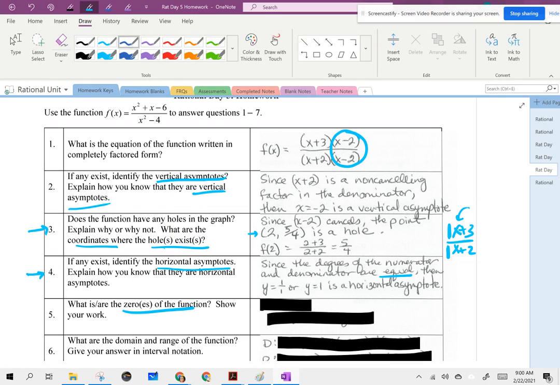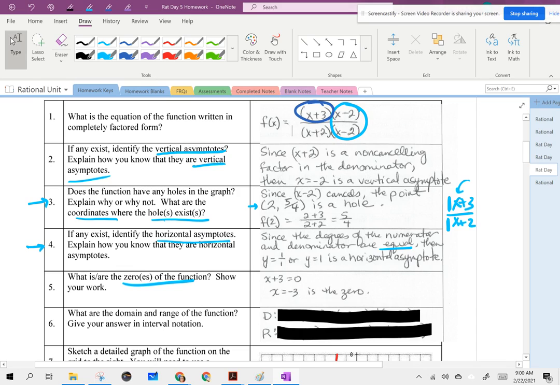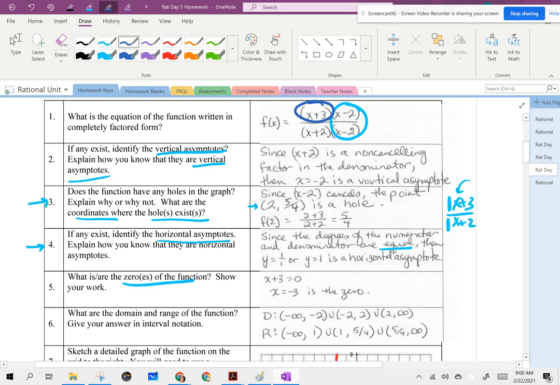Okay, so remember, in zeros of the function, it is going to be the other factor in the numerator that doesn't cancel out. And so you're setting that equal to 0 and solving for x. Then we can identify the domain and the range of the function, and we're going to give our answers in interval notation. So again, domain is everything except where there is a vertical asymptote in the x value of the hole. And then make sure you put it in proper numerical order. And then the range is all real numbers except where there's a horizontal asymptote or the y value of the hole, and you put that in numerical order.